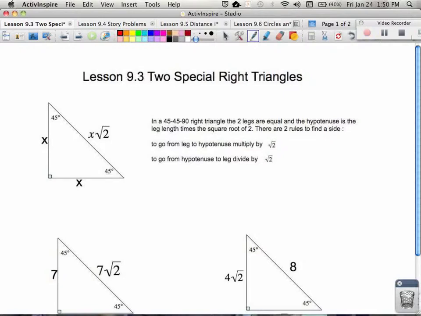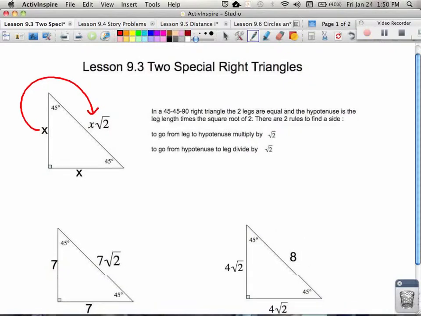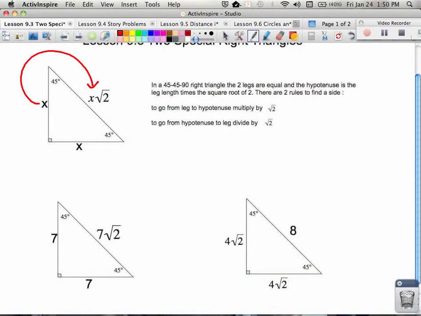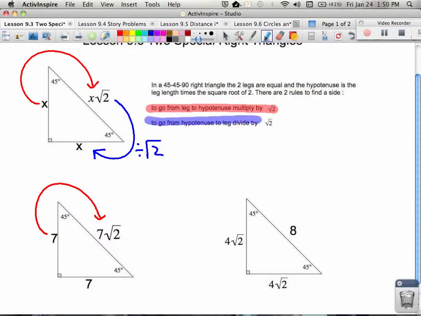One rule is that if you want to go from the leg to the hypotenuse, you would multiply by the square root of 2. An example down below helps you to see that right here. And that rule is in writing here. The second rule is that if you want to go from the hypotenuse to the leg, you would divide by the square root of 2. And that rule is here.